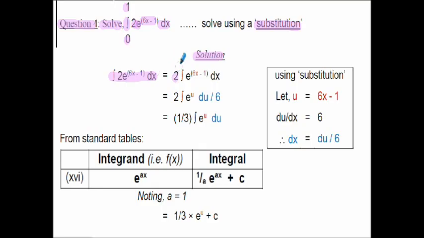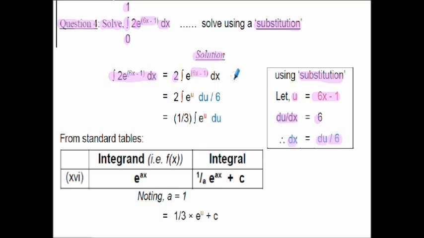I've just taken a 2 outside of the integral as it's just a constant. I'm now going to make a substitution for the u, and I'm going to make that substitution the 6x minus 1, the exponential power here. So the substitution process: u is equal to 6x minus 1. Differentiating from standard tables, du by dx is equal to 6, and then rearranging for dx is equal to du divided by 6.